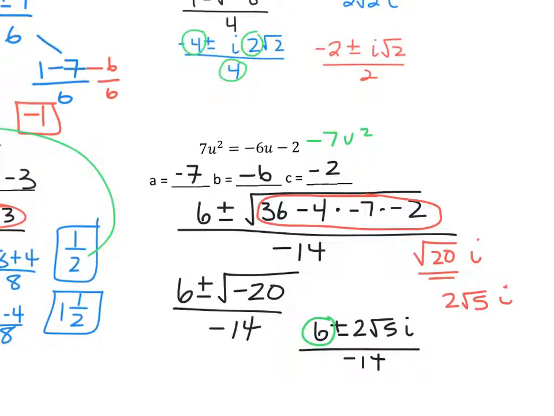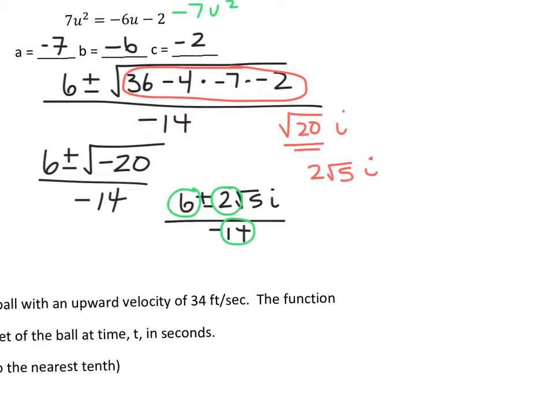So I'm going to circle these three numbers because I can divide all three of them by 2. So it's going to be 3 plus or minus root 5 i over negative 7.